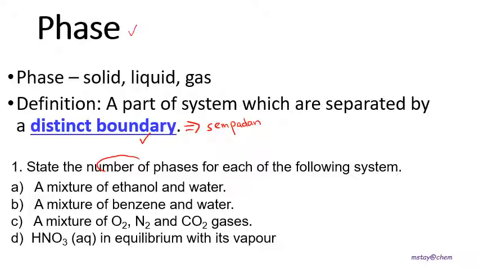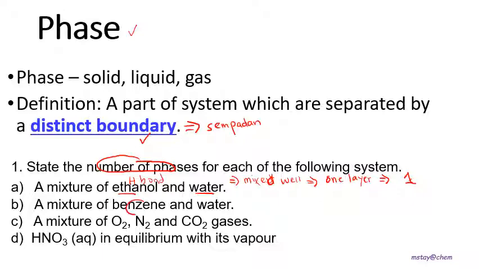State the number of phases for each of the following systems. Ethanol and water. Both ethanol and water have hydrogen bonds, so they are going to mix well together. If they mix well together, we are only able to see one layer of solution. Therefore, for the mixture of ethanol and water, we can only see one phase.